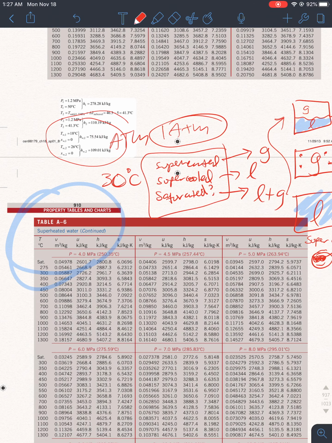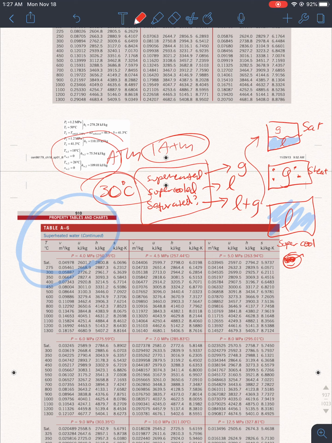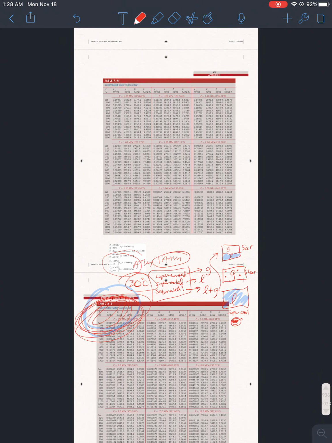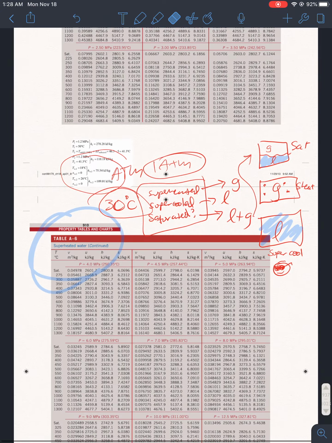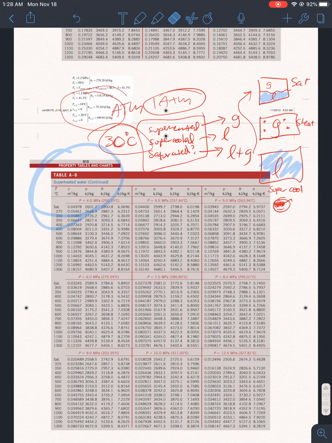So we are using temperatures 30 Celsius. Let's see what table we use. Do we use this one? It's not superheated, so no. Do we use the superheated table, guys? No.